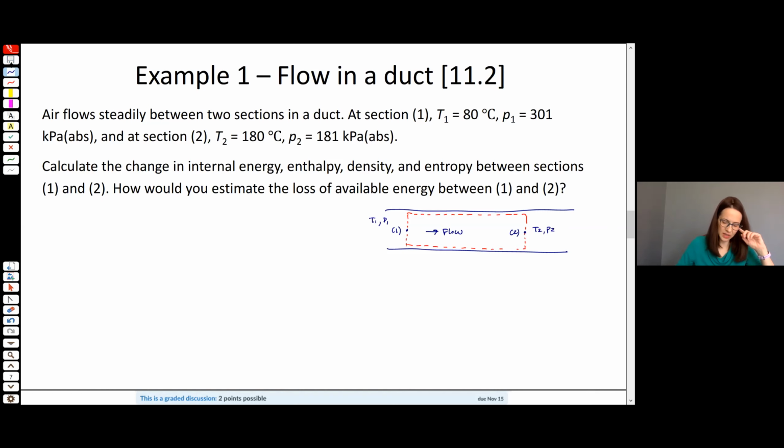So air flows steadily. At section 1, the temperature is 80 degrees C and the pressure is 301 kilopascals. At section 2, the temperature has increased a lot, to 180 degrees C, so it's been heated by 100 degrees Celsius, and the pressure has decreased a lot, down to 181 kilopascals. Notice these are absolute pressure measurements, not gauge. Calculate the change in internal energy U hat, enthalpy H hat, density rho, and entropy S between the two sections. And then maybe we'll talk about, depending on how long that takes, how we would estimate the loss of available energy.